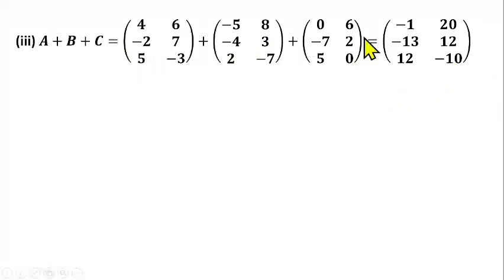So you see the same pattern you use when you are adding two matrices together, the same pattern you are going to use when you are adding 3 or more matrices together as well.